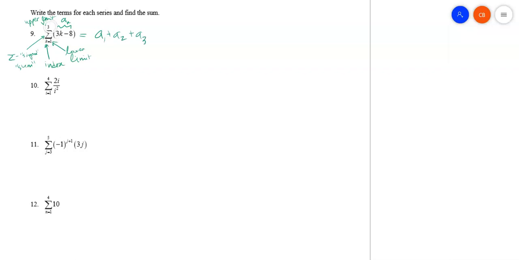The sum from 1 to 3 of 3k minus 8. We're doing this one. So we're doing 3 times 1 minus 8. And then we're adding to it 3 times 2 minus 8. And then we're going to add to that one 3 times 3 minus 8. And then we will just come through and calculate these.